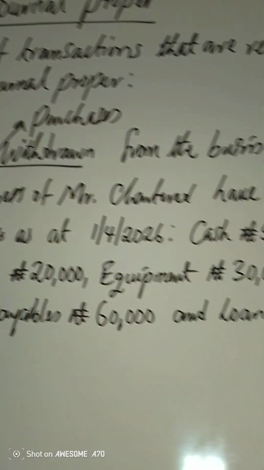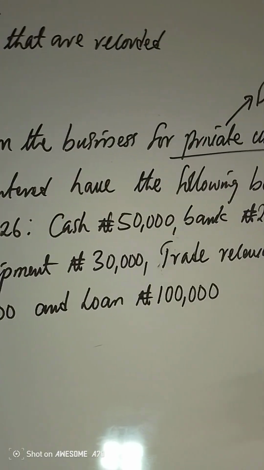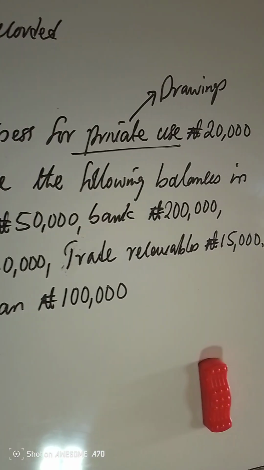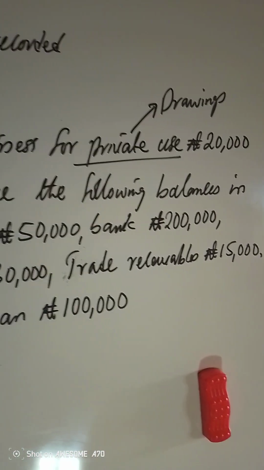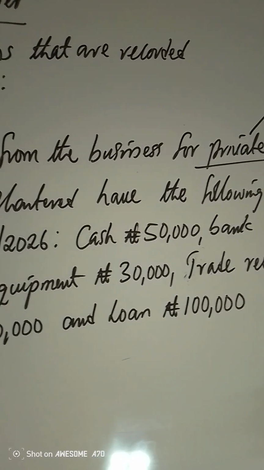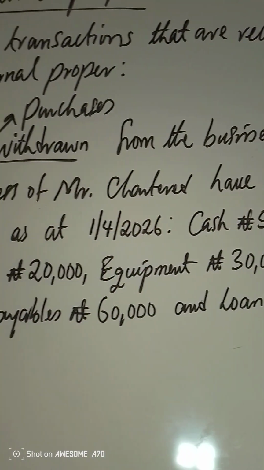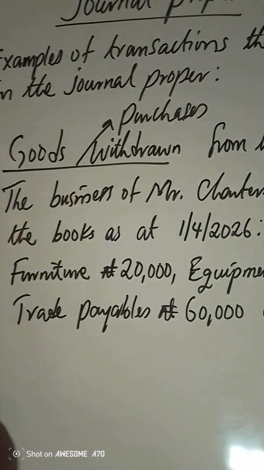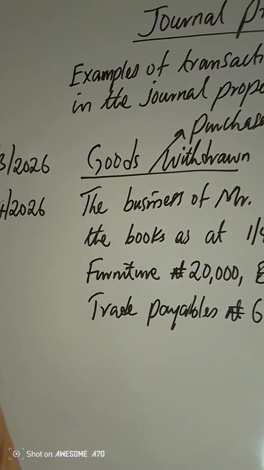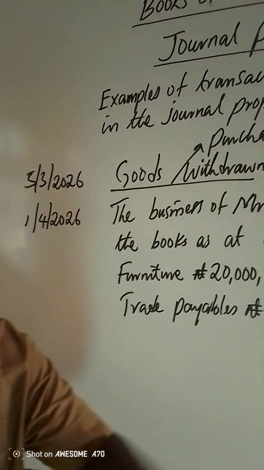How can you address this? These opening balances can be addressed in the journal proper. Mind you, I told you that all transactions must first pass through the books of original entry before you take them to the ledger. These balances can also appear in the ledger as opening balances, but the first place they will find themselves is in the journal proper. Let's see how we arrange them in the journal.